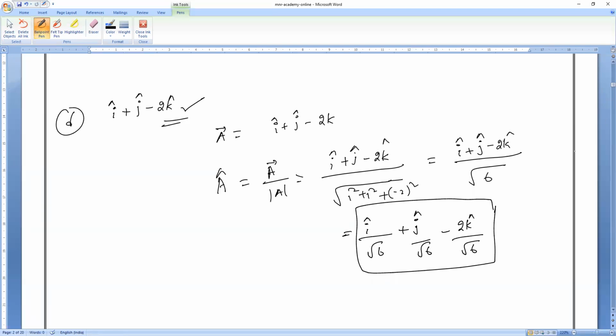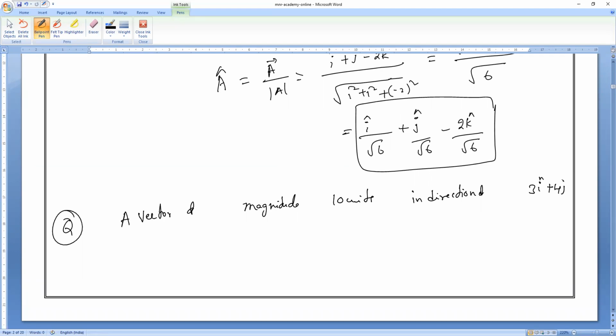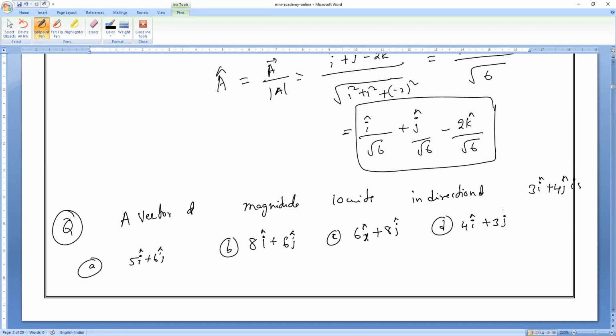Then next, the next question: a vector of magnitude 10 units in direction of 3i cap plus 4j cap. Option A: 5i cap plus 6j cap. Option B: 8i cap plus 6j cap. Option C: 6i cap plus 8j cap. And option D: 4i cap plus 3j cap.